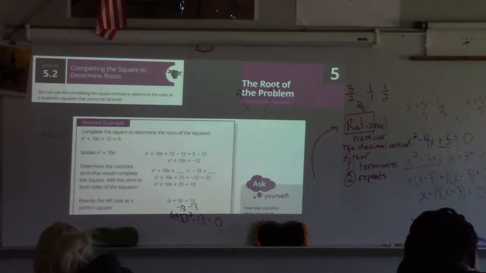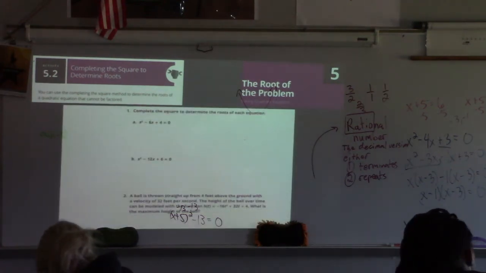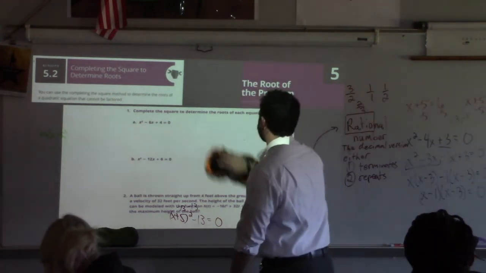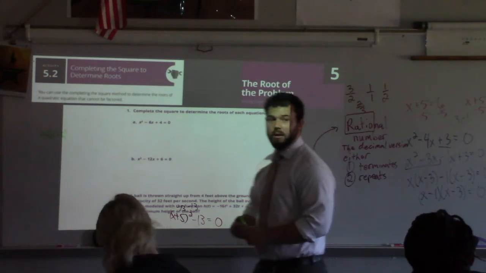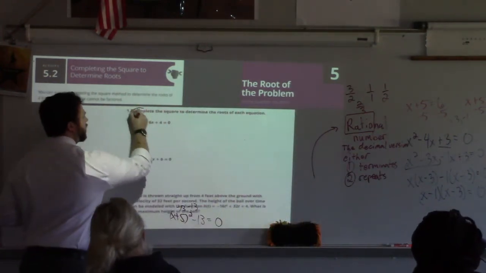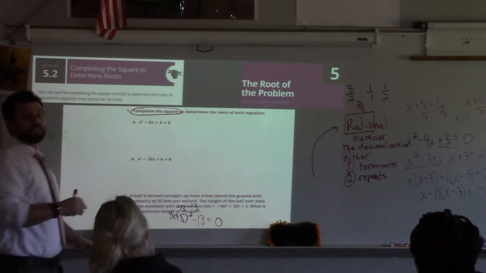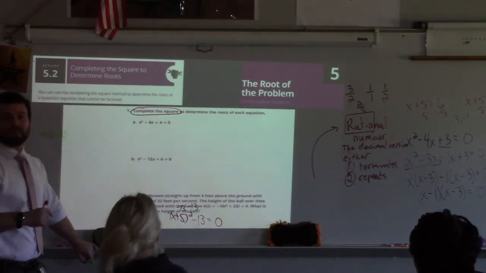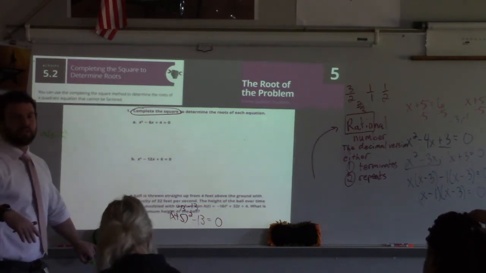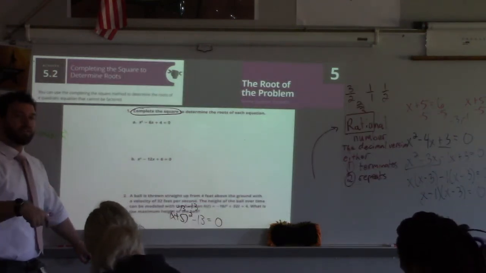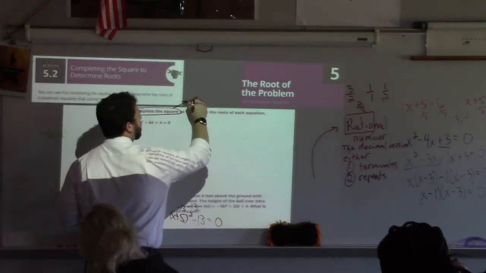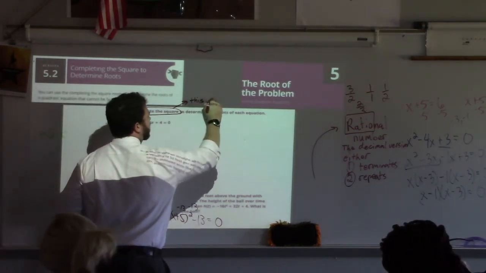Yep, that's all. So, number 1, complete the square to determine the roots of each equation. Okay, you see this terminology, complete the square? Once you complete the square, that's the algebraic process. What form are we going to get? Because we were just talking about it. Say it again. Vertex form, right? So if you see any language in math that says complete the square, what you're going to get is vertex form.